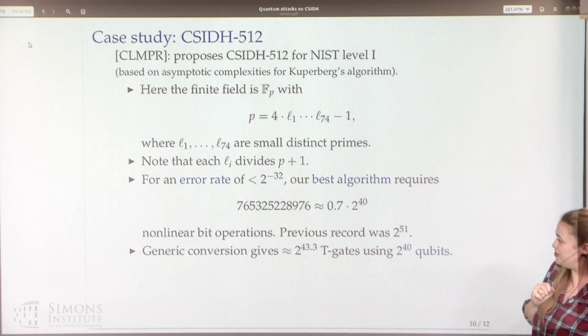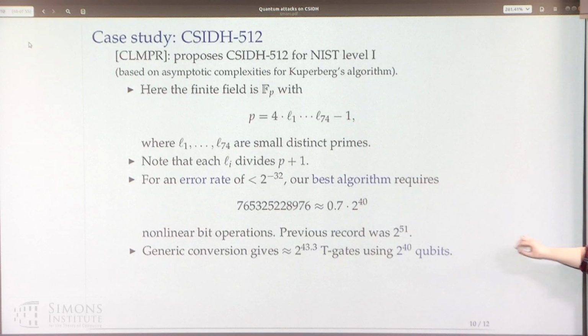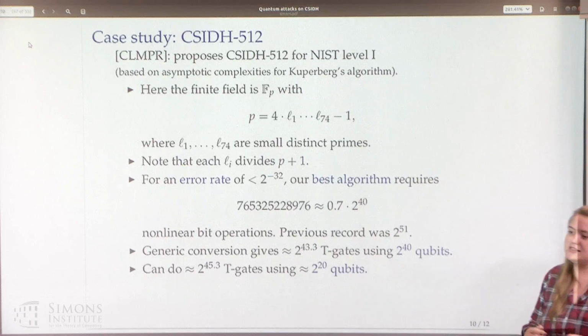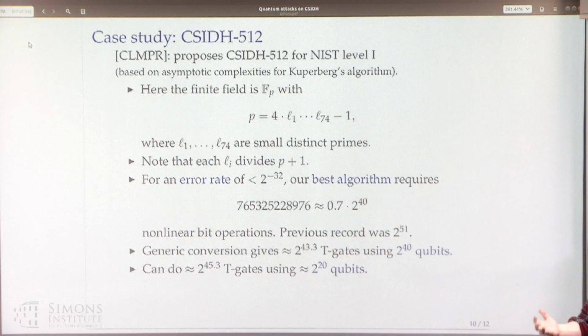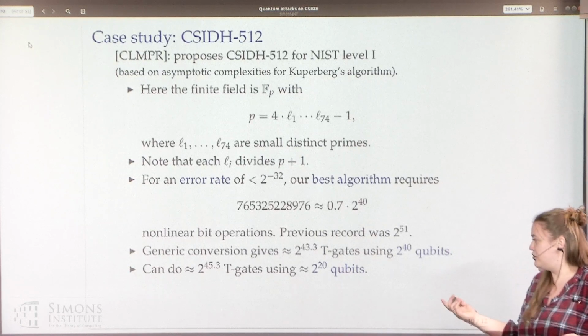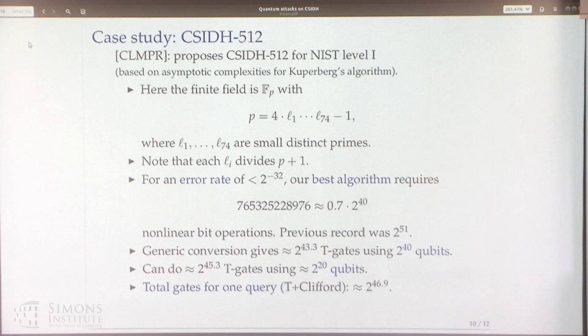Then we do our generic conversion, and that gives 43.3 T gates, but that's using 2 to the 40 qubits, so that's not completely ideal. You can also save some qubits at the expense of just another couple of bits. That's not so bad. So this might be a good trade-off to take. So you can also take 45.3 T gates using about 2 to the 20 qubits. And then what does that give you? In the end, it gives you the total gates for one query, counting T plus Clifford, to be almost 2 to the 47.